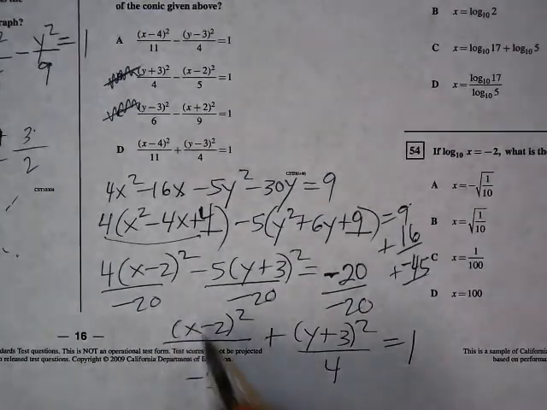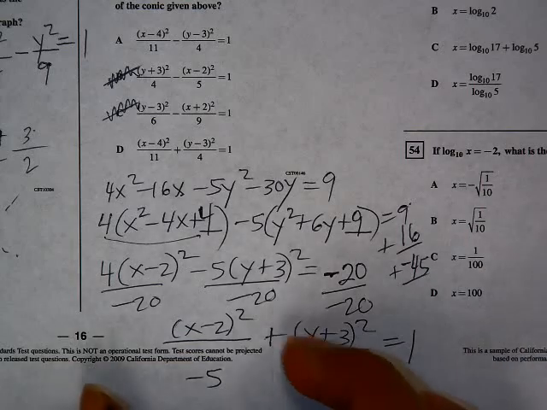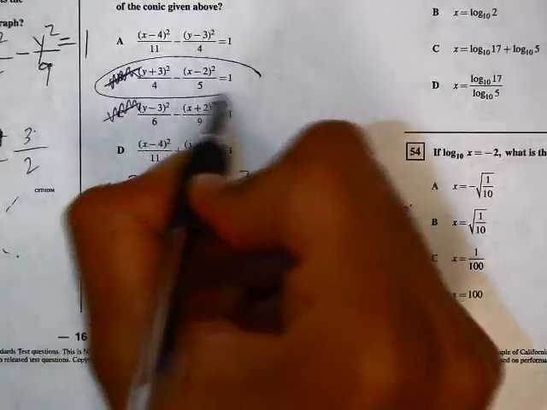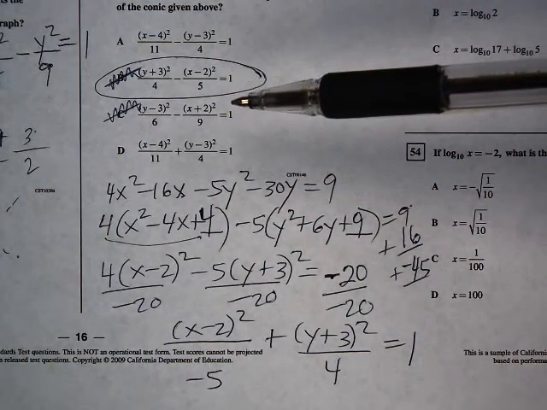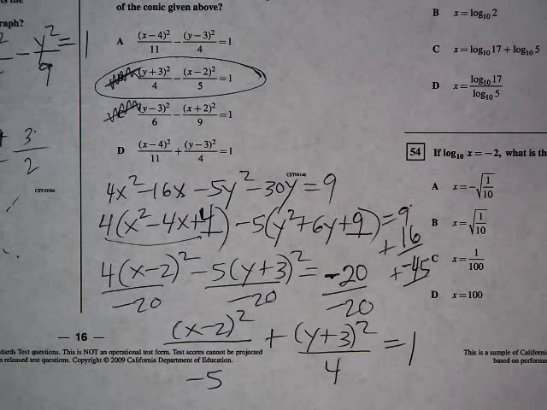So the x is the negative term, the y is the positive term. If we just switched the order of these two, we actually end up with b as our answer. So I was wrong to assume at the beginning that the x squared would be positive and the y squared would be negative.